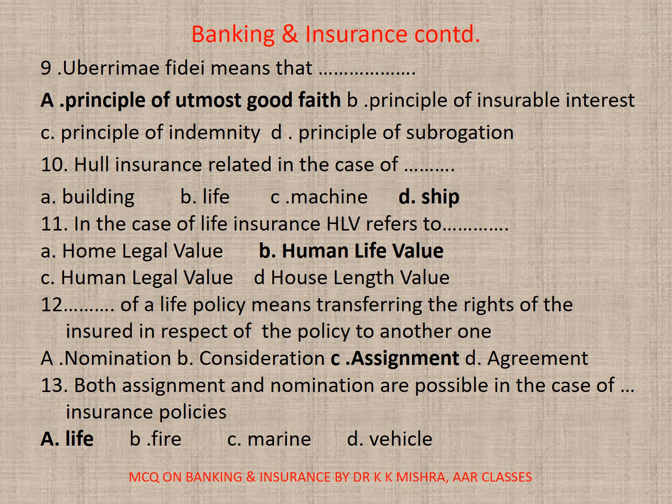Ship. 11. In the case of life insurance, HLV refers to A. Home legal value, B. Human life value, C. Human legal value, D. House length value. Correct option is B. Human life value. 12. Dash of a life policy means transferring the rights of the insured in respect of the policy to another one. A. Nomination, B. Consideration, C. Assignment, D. Agreement. Correct option is C. Assignment. 13. Both assignment and nomination are possible in the case of insurance policies A. Life, B. Fire, C. Marine, D. Vehicle. Correct option is A.